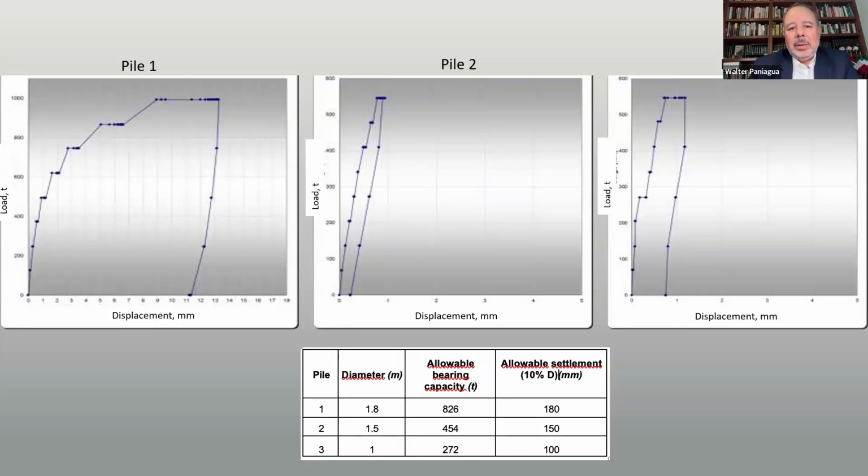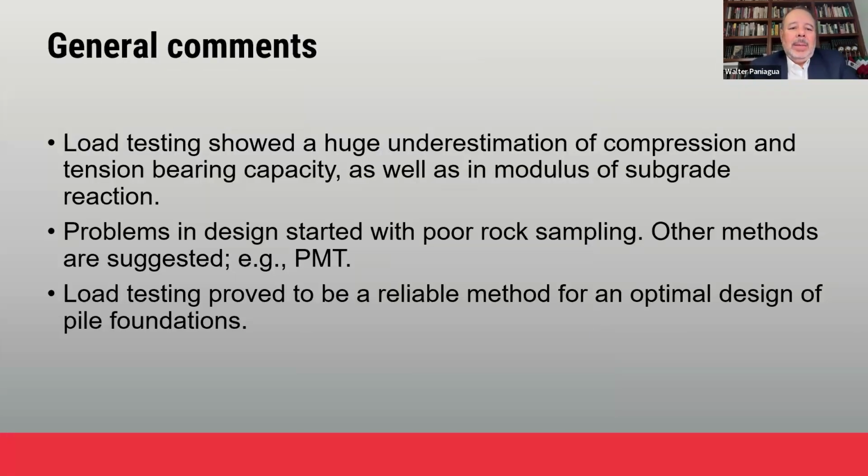structural and geotechnical engineers. Well, the general comment is that the load testing showed a huge underestimation of compression and tension bearing capacity, as well as the modulus of subgrade reaction. And with this underestimation, if you take the actual values that were shown in the testing, you will save a lot of money, between 2 and 2.5 times the amount of money that was initially planned.